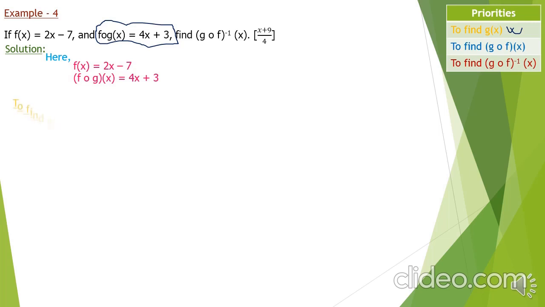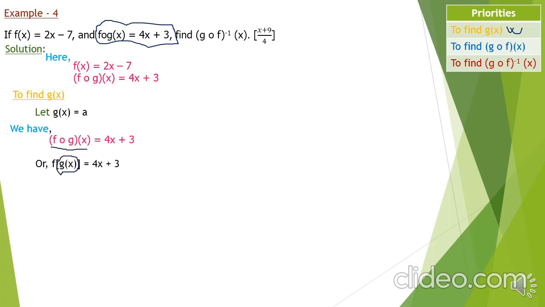Now to find g(x), let us suppose g(x) to be a. Then let's see from our given part. In this composition, g is the function which takes the input first, so g(x) is supposed as a. So f(a) is equal to 4x plus 3. Now a is the output of function g, isn't it? x is the input, and a is the output.